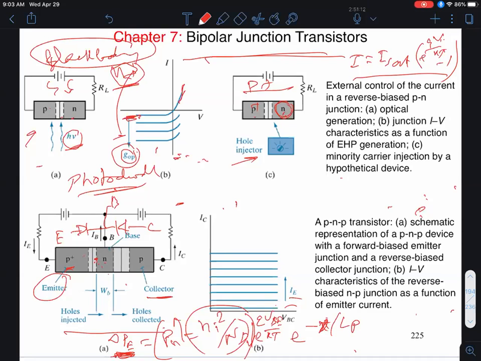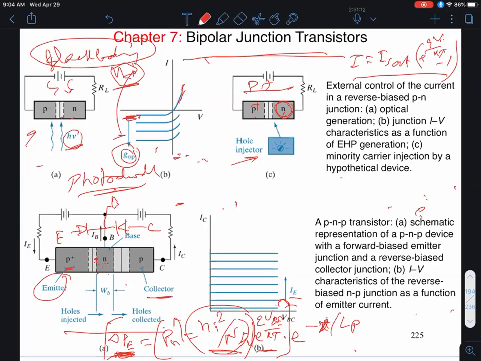Delta PE would be given by P sub n, the starting value, which is ni squared over Nd, Nd being the doping in the base, times e to the power qVBE over kT. Okay. Now we normally have a minus 1, but in forward bias you can ignore the minus 1. Okay. So this is my excess carrier concentration at the emitter base junction.